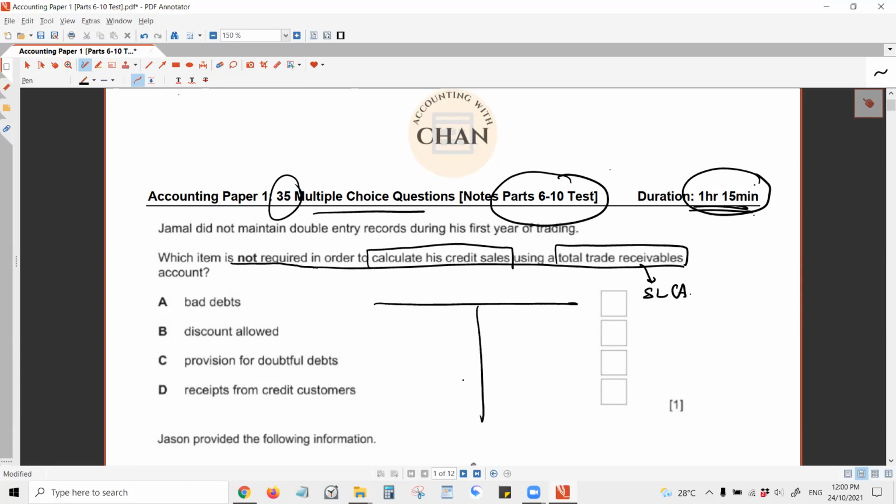So in a sales ledger control account, you need to know what items are in there. Then only you know this is the one that you should take note of when you do this question. So the missing figure is here, credit sales. You have to find this figure. And they ask you what items are not required to find this missing figure. An item that is not in the sales ledger control account will be the answer. Okay, so let me show you.